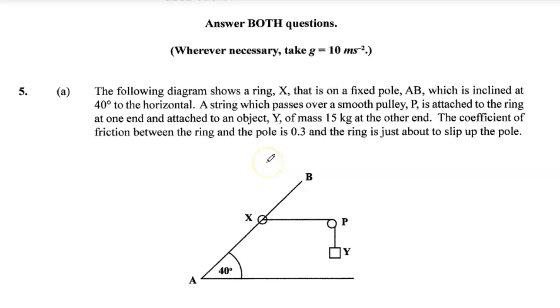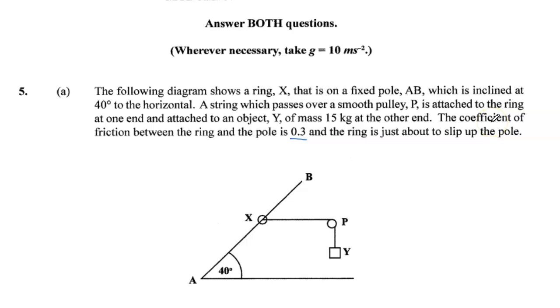The string, which passes over a smooth pulley P, is attached to the ring at one end and attached to an object Y at the other end. So here's a pulley system, here's the weight Y, and we were told that Y is 15 kilograms. The coefficient of friction between the ring and the pole is 0.3, that's mu is 0.3, and the ring is about to slip up the pole.